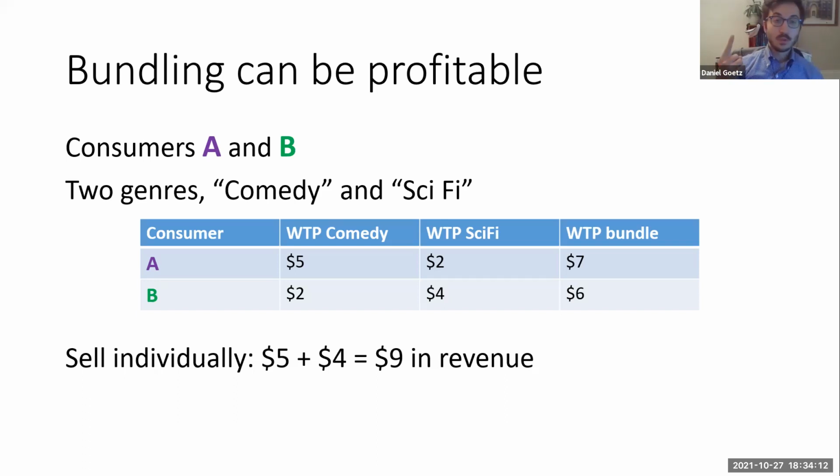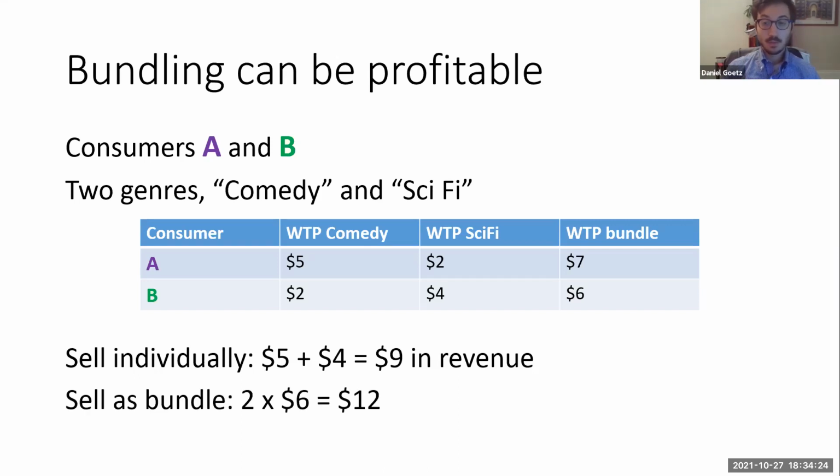So we can only choose one price. What are the prices we consider? 6 or 7? Yeah, so $12 is what we can make from the bundle, because we're going to charge $6 for it, and then both A and B will buy. We could charge 7, but then only A would buy. So we charge 6 and both A and B buy, $12, a 33% increase in revenue. Great, right? We've bundled and now we're making a lot more money.